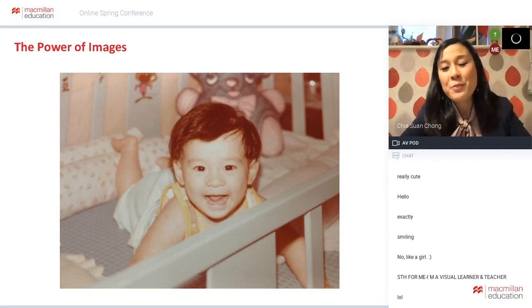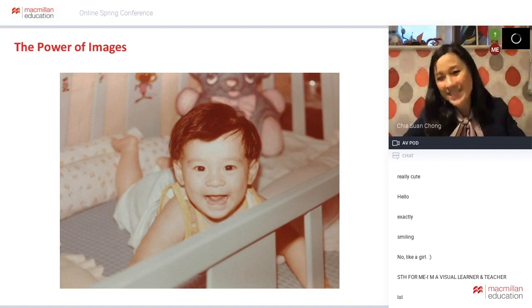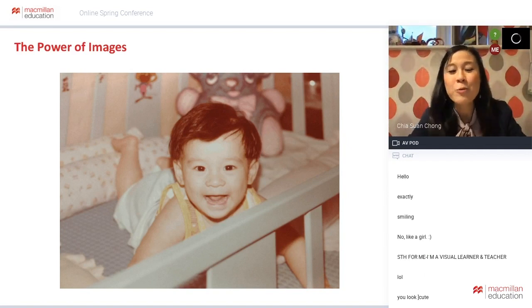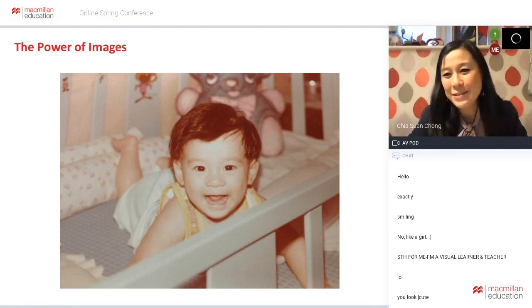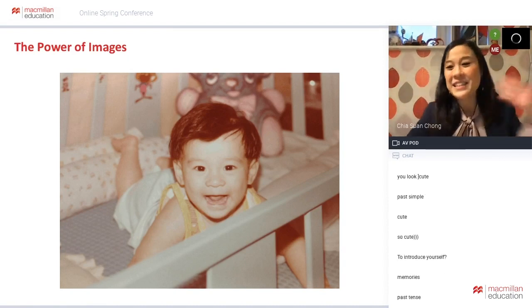So, photo of me as a baby, language points. Any ideas? What would I be using this photo for in the classroom? How might I use a photo of me as a baby in the classroom? Ideas in the chat field.